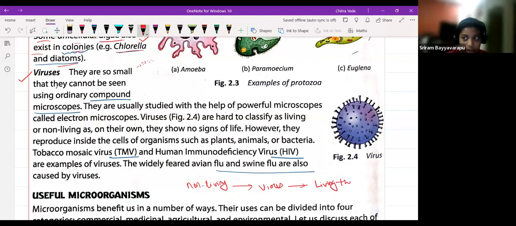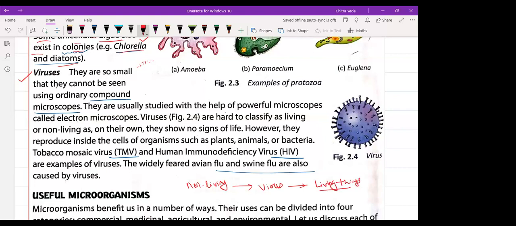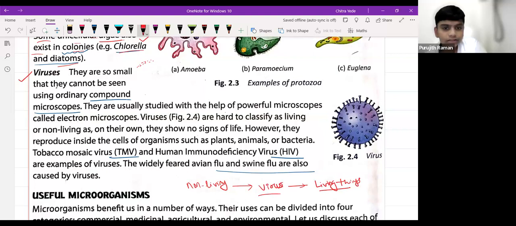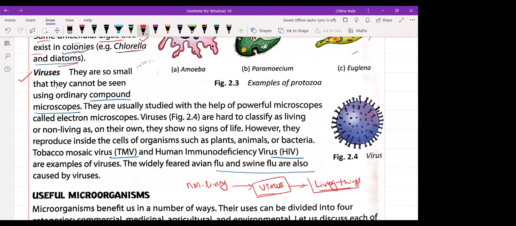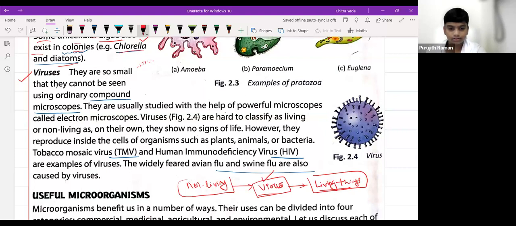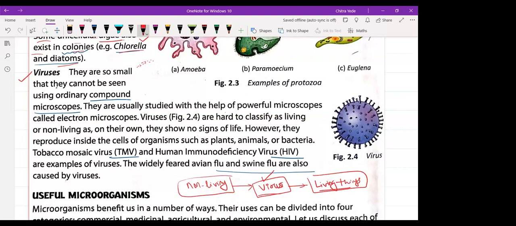Yesterday we discussed that bacteria are the first living things. But virus is between living and non-living things. That's why I told you virus studies become interesting.